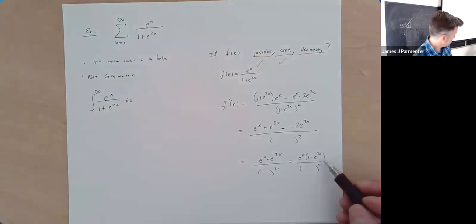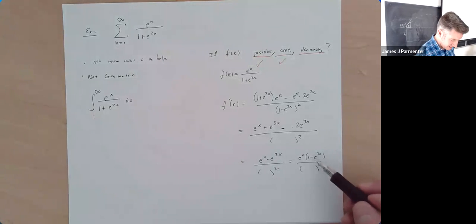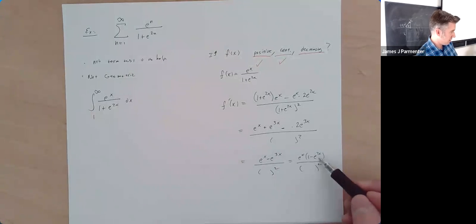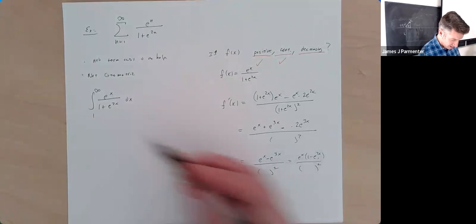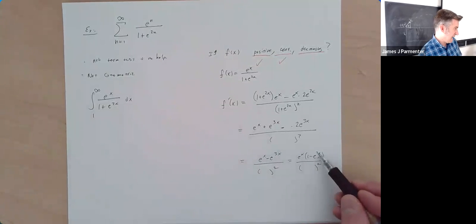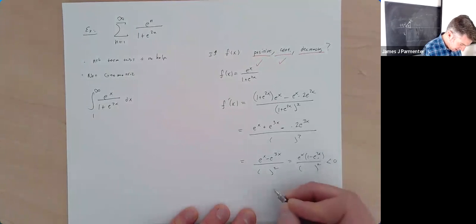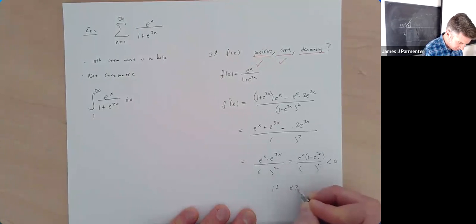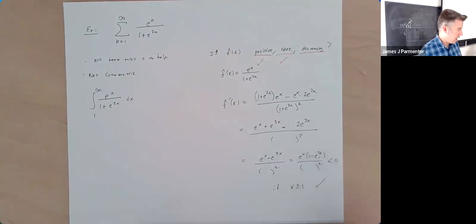So when does it start being negative? Well, if x is 0, e to the 0 is 1, and 1 minus 1 is 0. And then as soon as you get a little bit bigger than 0, like when x is 1, e to the 2 is about 7.4. 1 minus that is definitely negative. So this is certainly negative if x is greater than or equal to 1. So we're good to go.